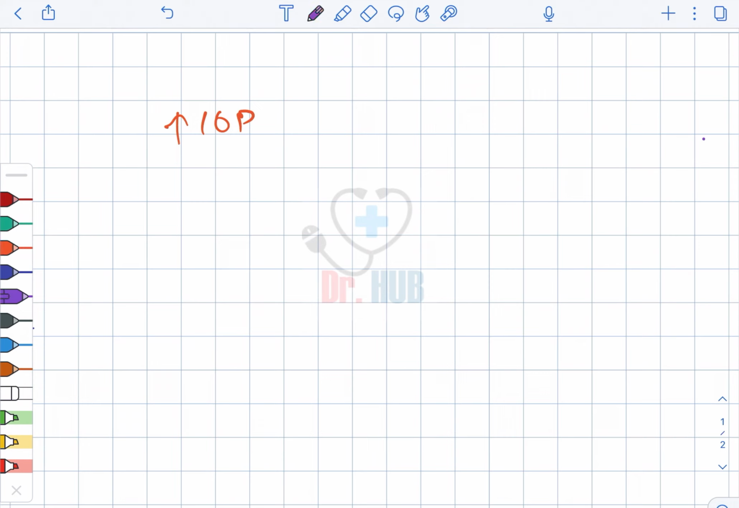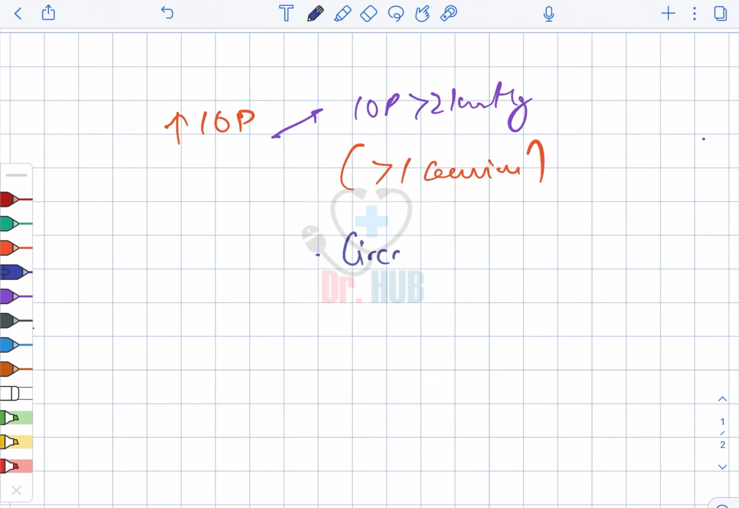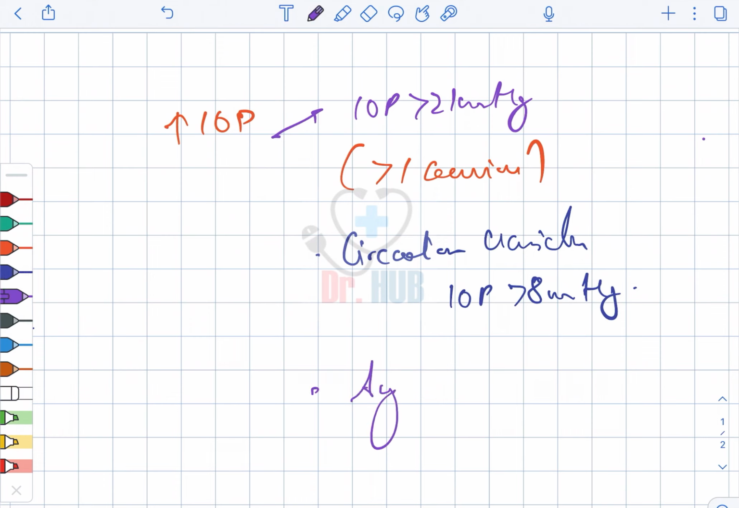Looking deeper at the increased IOP, there is IOP greater than 21 mmHg on more than one occasion. Next, there is also a circadian variation in the IOP, which is greater than 8 mmHg. Next, there is also asymmetry, seen in the IOP greater than 5 mmHg, and here it is seen between both the eyes.